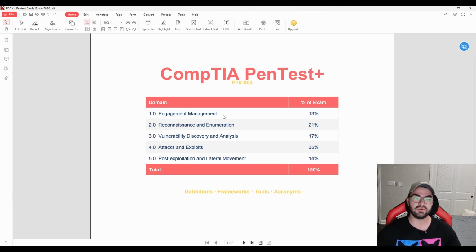You can see engagement management, 13% of the exam. Reconnaissance and enumeration makes up 21%. Vulnerability discovery and analysis, 17%. Attacks and exploits, 35%. You can see this makes up a majority of the test and is very crucial as a red team penetration tester, to understand the attacks as well as the exploits that you can use at hand. Lastly is post-exploitation and lateral movement, which adds up to 14%.